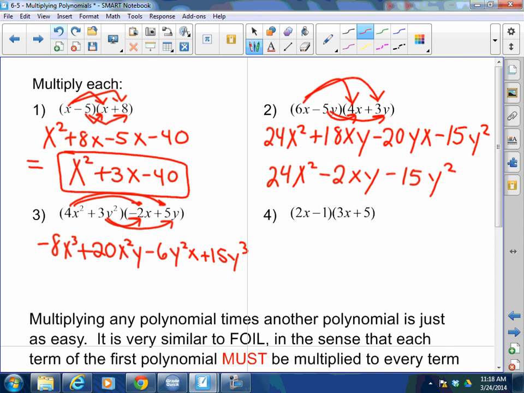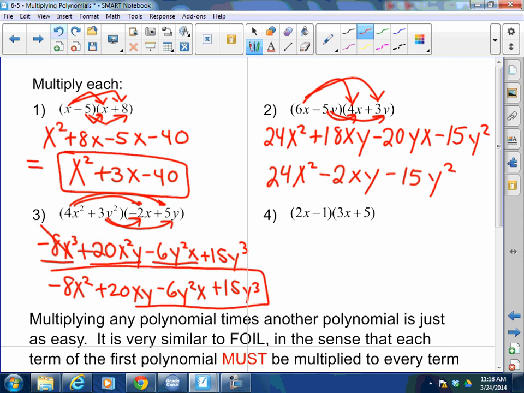Are there any like terms here? No. I have a negative 8x cubed, which no one has a like term. I have a 20x squared y. Do I have another x squared y here? No. I have a negative 6y squared x. Do I have another y squared x here? No, there are no like terms here. And then I have plus 15y cubed. For those of you who thought you had like terms, please pay attention. There were no like terms there. Are you seeing this, people? Guys, talk to me, please.